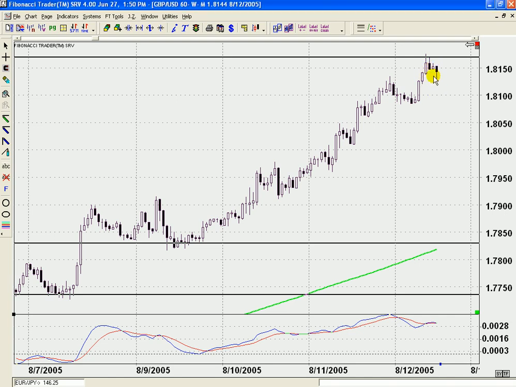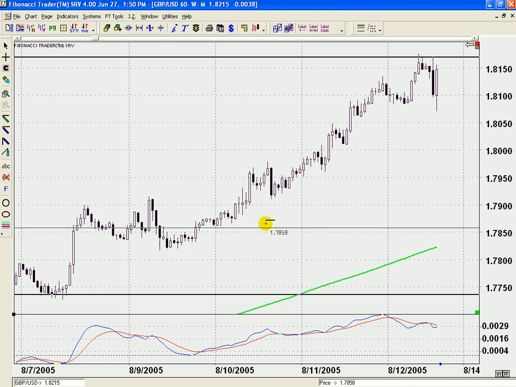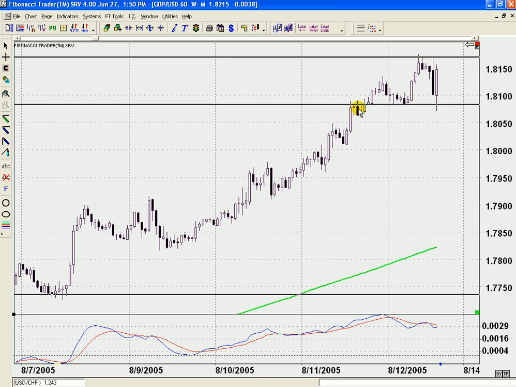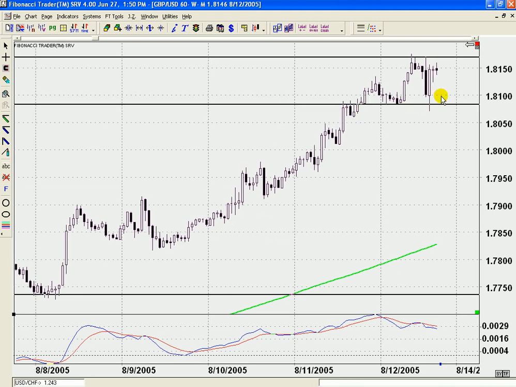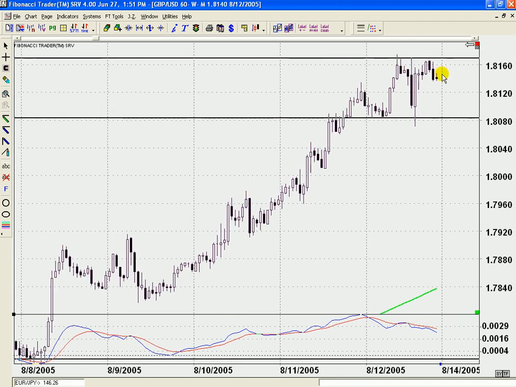A day high here. Intraday, price comes back up and attempts a new high, but look where it spikes down to. It spikes down to our resistance and support level, comes back up. New York fails to make a new high.